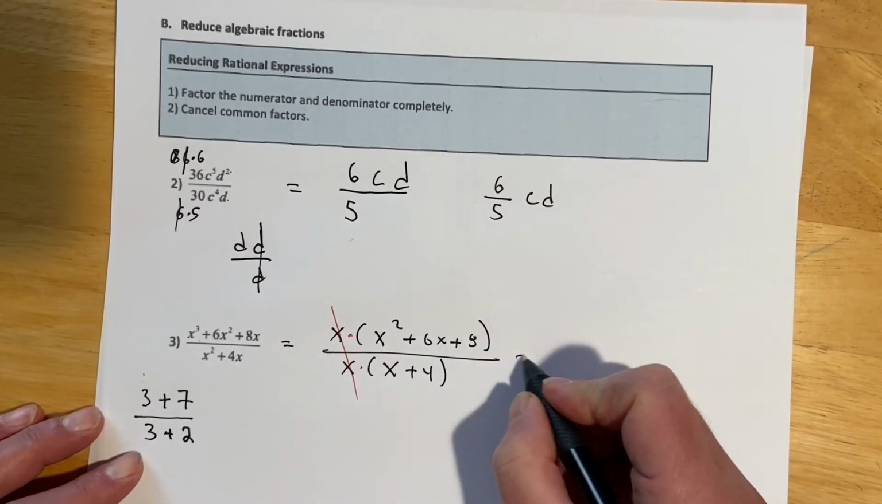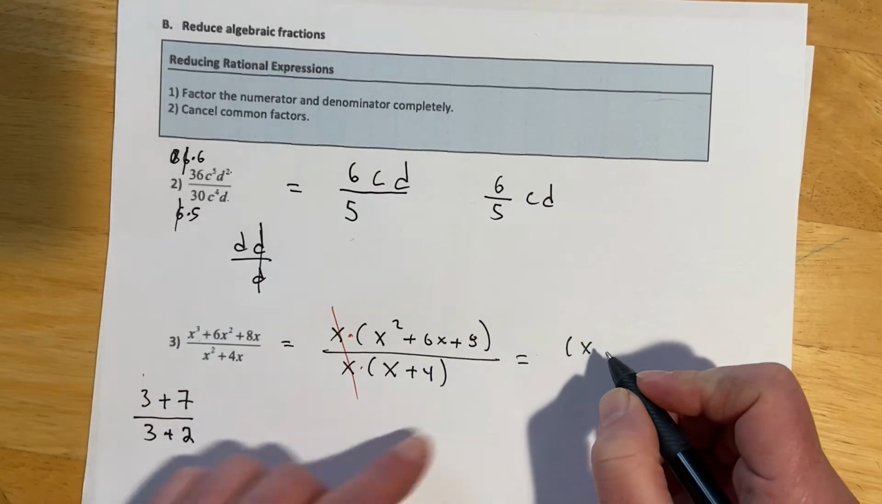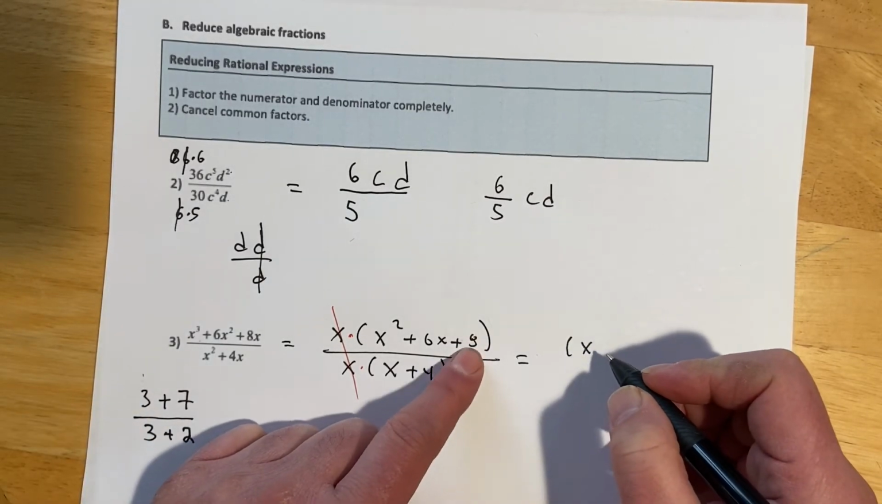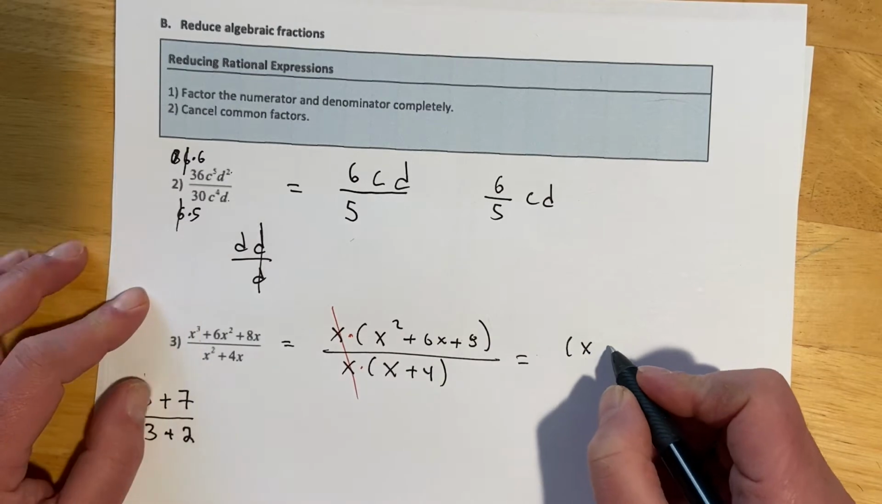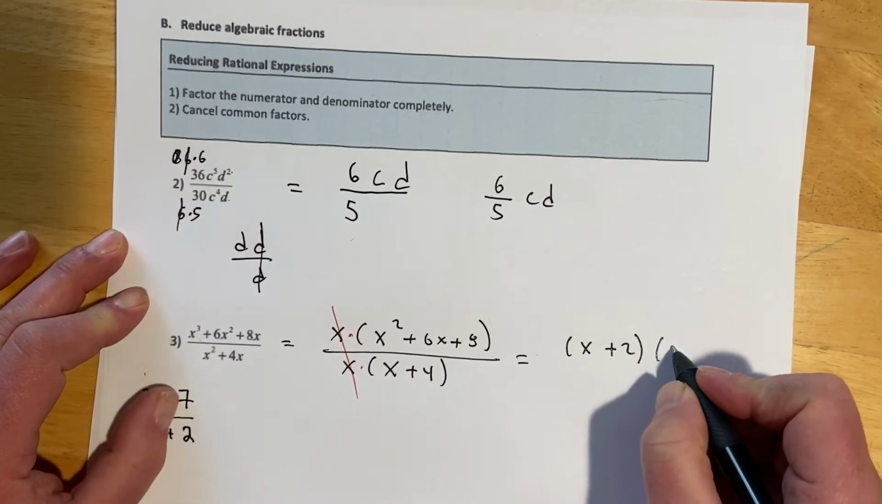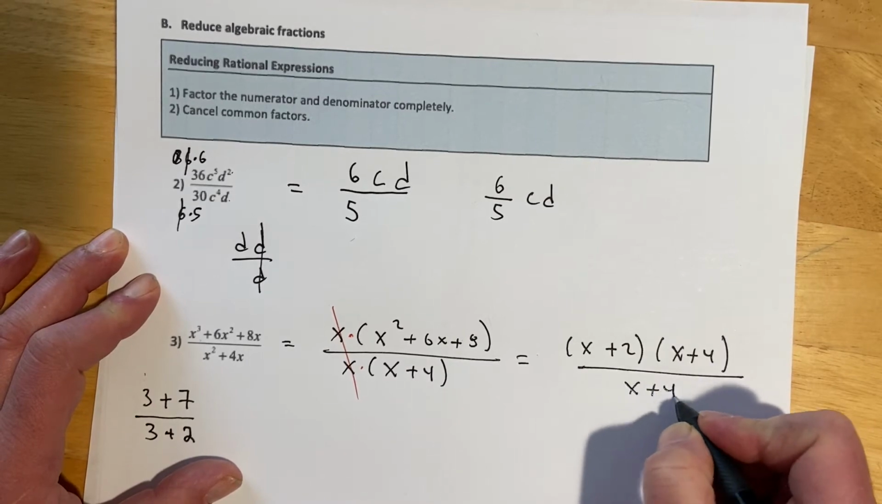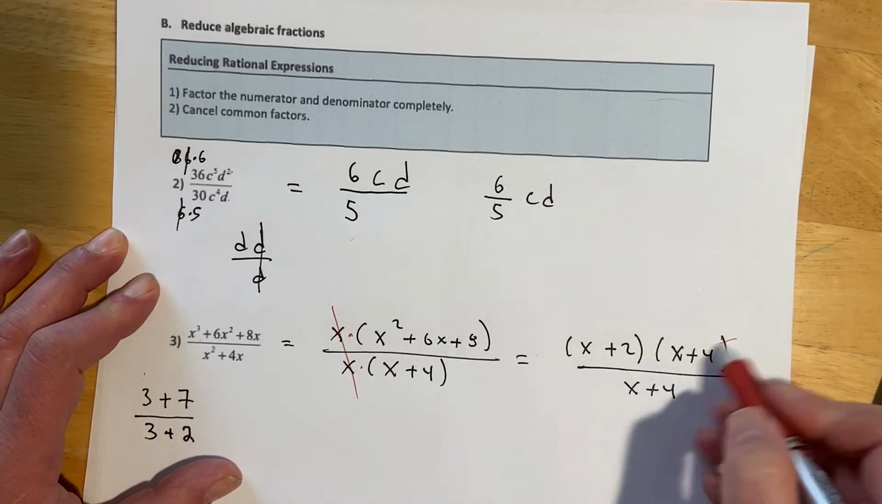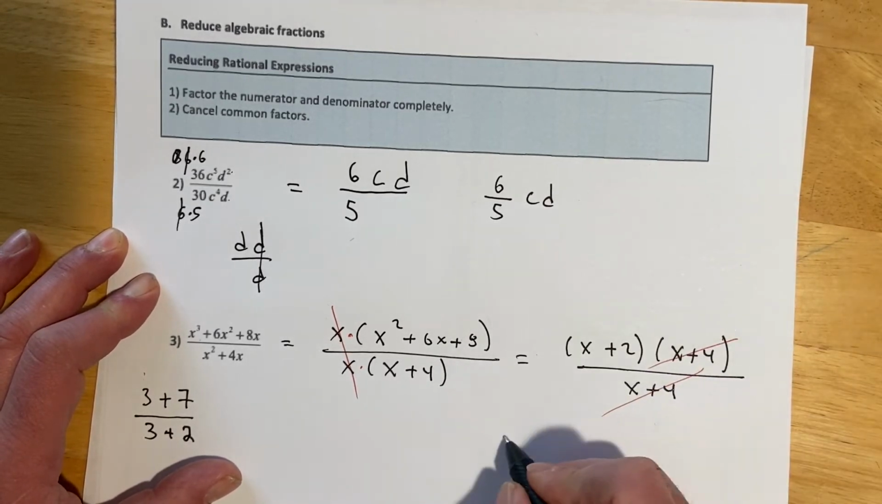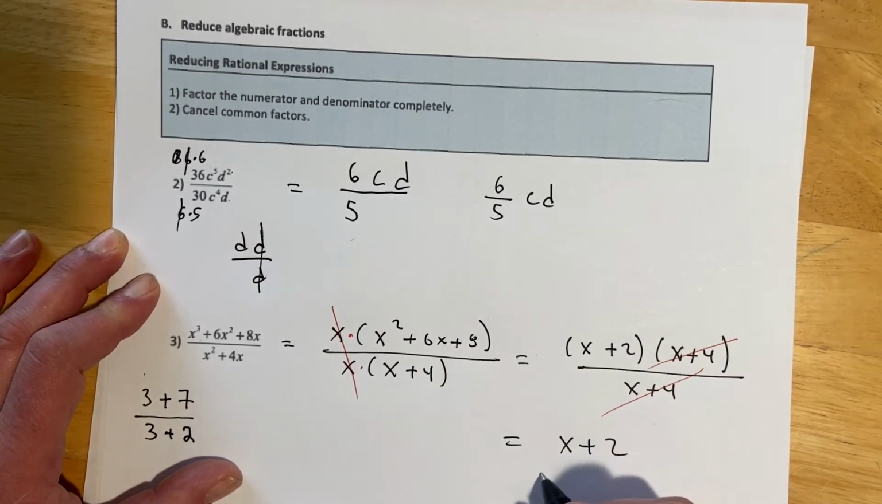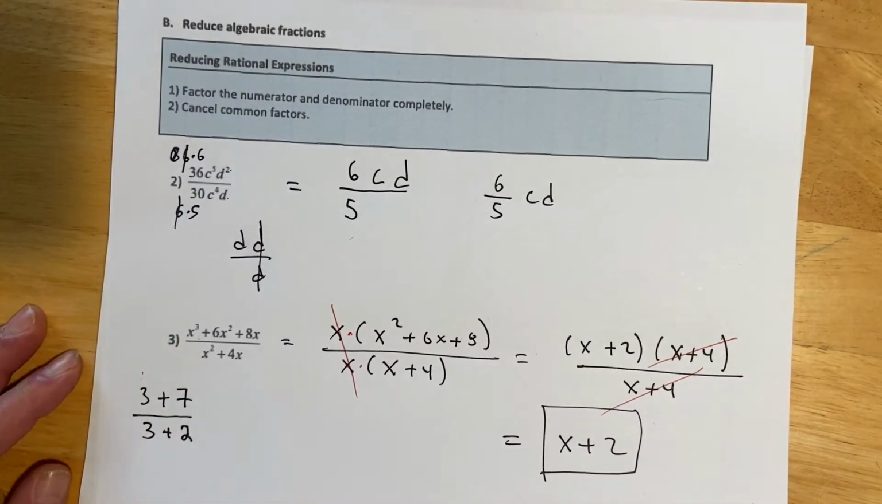But this I need to investigate a little bit further. It's a trinomial, so we're looking for what multiplies to be 8 and adds to be 6. So plus 2 and plus 4. And now plus 4's cancel out, and then x plus 2 is our reduced form of this.